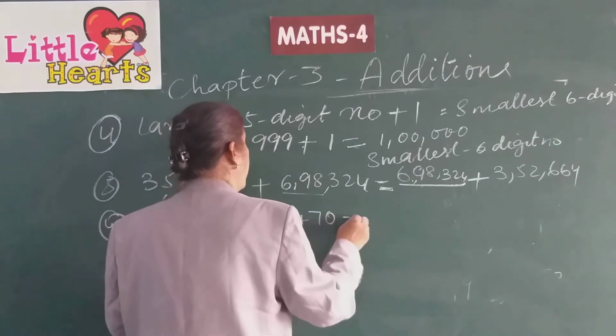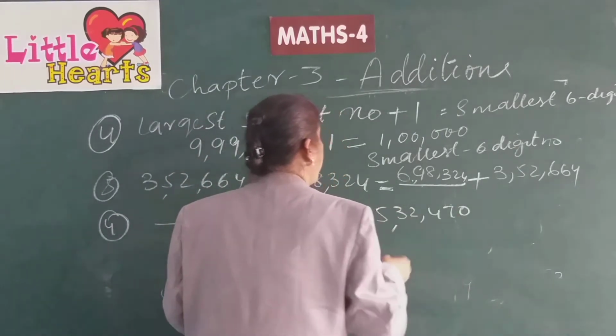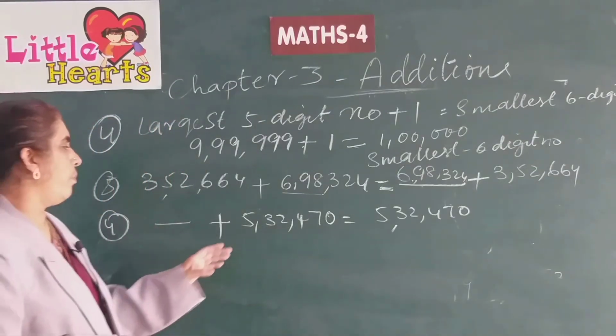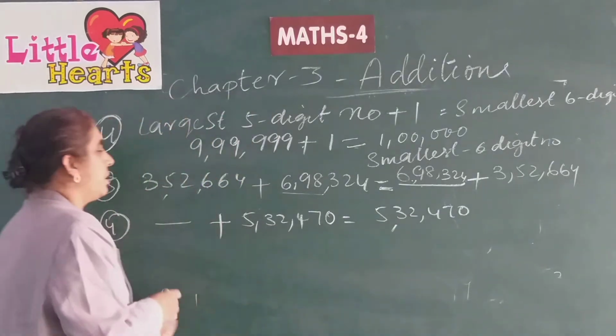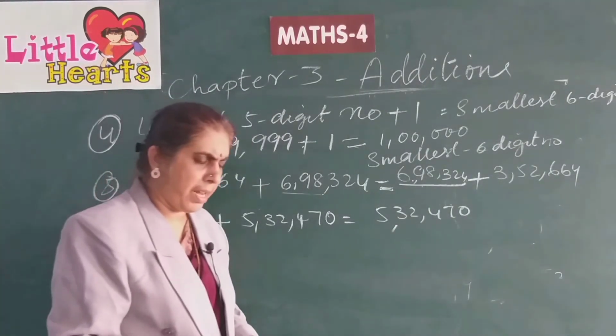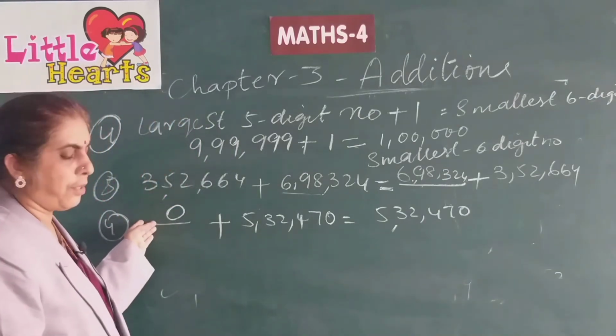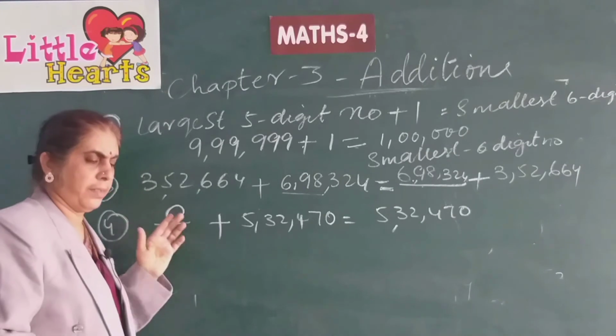Dash plus 5,32,470 equals 5,32,470. So when what is added to this number, we get the same number? When 0 is added to this, we get the same number. So we should write 0 here. According to the answer, 0 should be here.